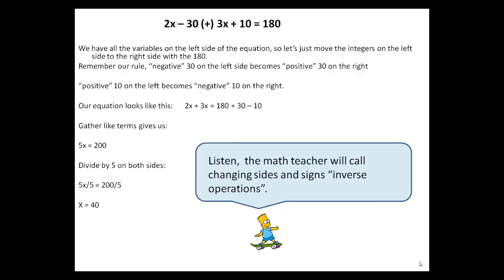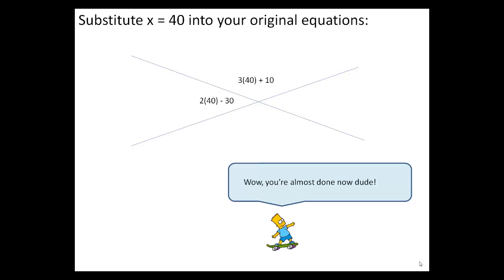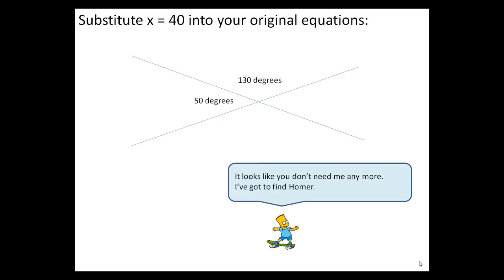And gathering all our terms together gives us 5x equals 200. Divide by 5 on both sides, and we have x equals 40. We substitute x equals 40 into our original expressions, and we end up with the 50 degrees and 130 degrees. That makes the 180 for the straight line or the supplementary angles.